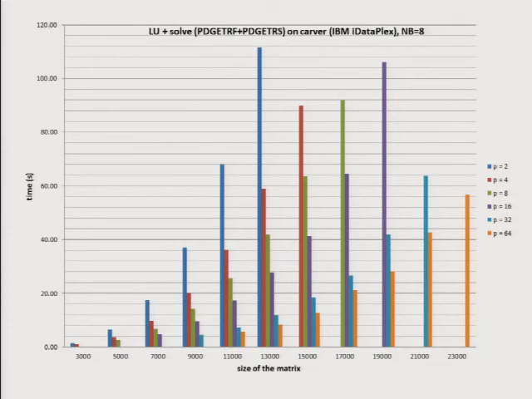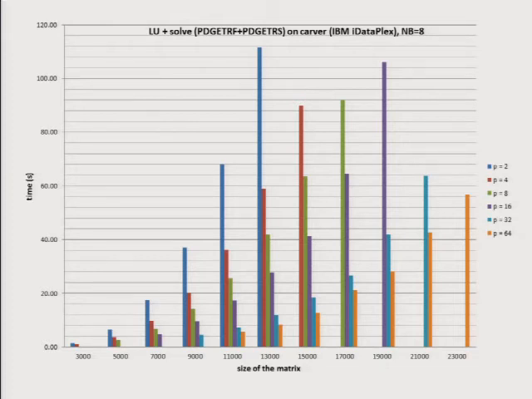This is an example here just to illustrate what the performance of ScaLAPACK could look like. What I'm doing here is an LU decomposition, taking a matrix A of various sizes, indicated on the x-axis, from 3,000 to 23,000. I'm decomposing this matrix as a product of a lower triangular matrix L and an upper triangular matrix U, and solving the system of linear equations with those factors using a block size of 8, not 64, 8 in this example.